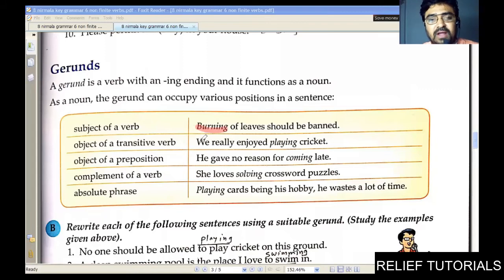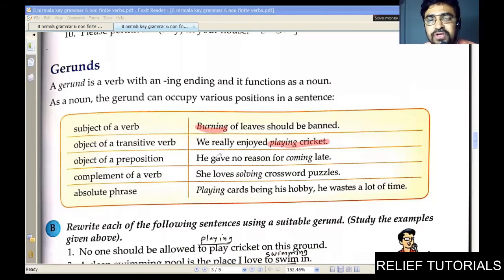Then another example, another placement. We really enjoyed playing cricket. So we is the subject, enjoyed is the main verb, finite verb. Now, we enjoyed what? The answer is playing cricket. In this, playing is working as the object of the transitive finite verb, and it is in the ing form. So it is called a gerund. It is an example of a non-finite verb.